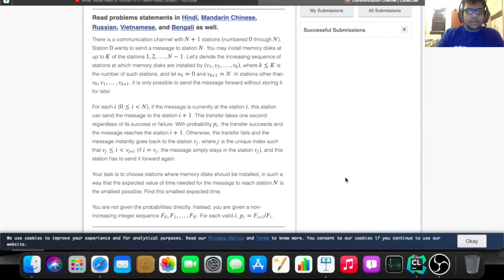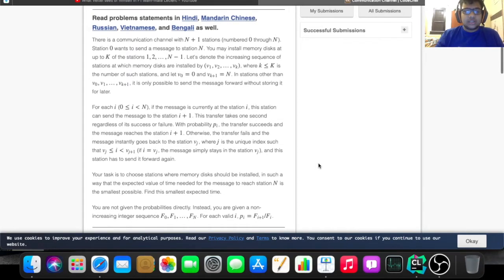Now let's denote the increasing sequence of stations at which memory disks are installed by V1, V2 all the way to Vk, where small k, which is the number of memory disks you install, is less than equal to big K, which is given as input. Now V0 and Vk plus 1 are 0 and n respectively. What this means is that there's already a memory disk installed at station 0 and station n. That's why we're only selecting between 1 and n minus 1.